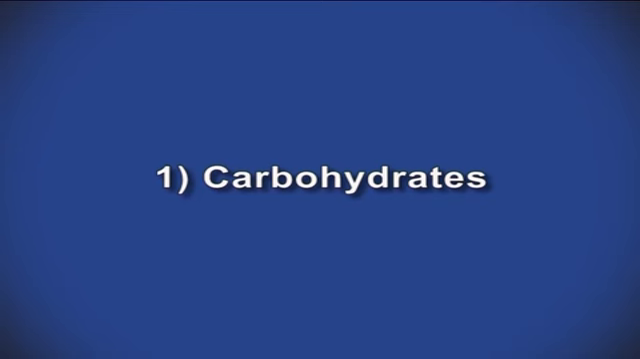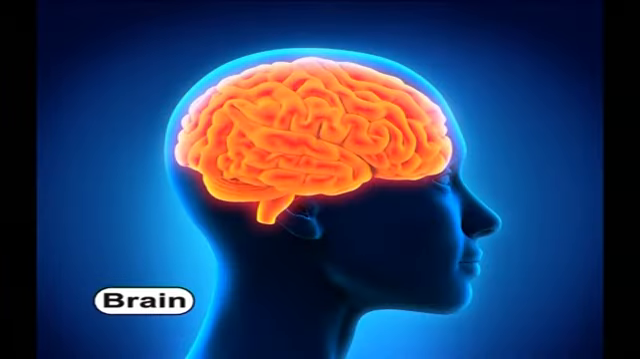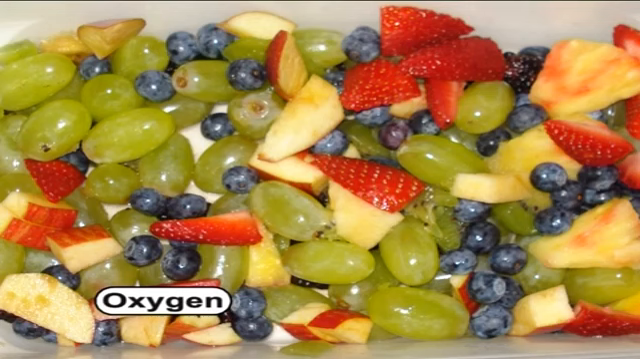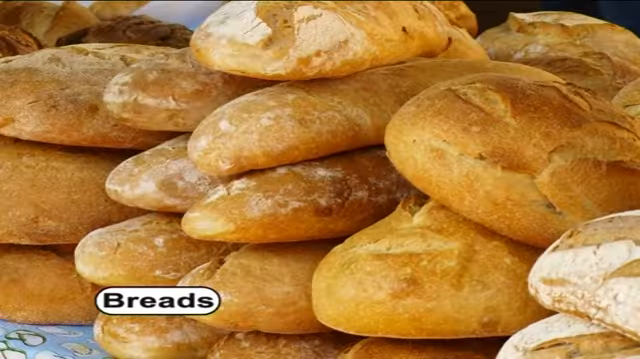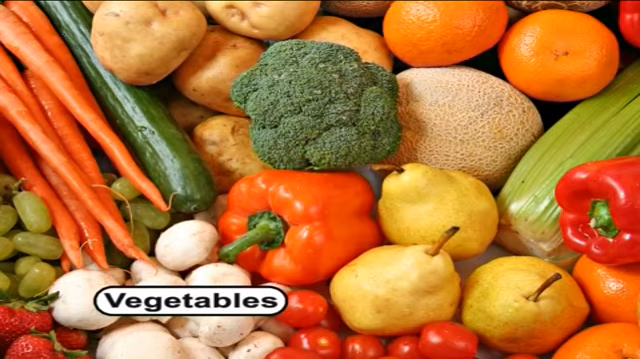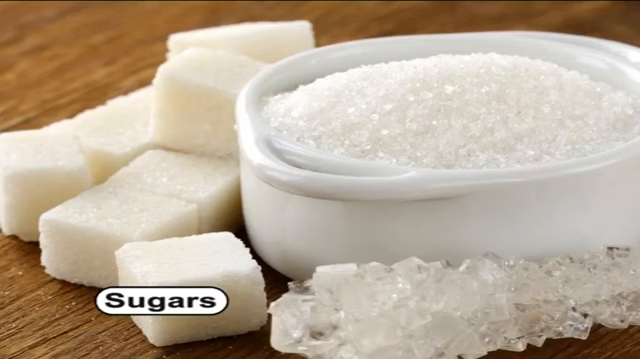A. Carbohydrates. Carbohydrates are the main energy source for the brain. Without carbohydrates, the body cannot function properly. They are made of carbon, hydrogen and oxygen and are a major source of fuel for the body. 60% of the total energy requirements should come from carbohydrates. Dietary sources include fruits, breads and grains, starchy vegetables, legumes and sugars.